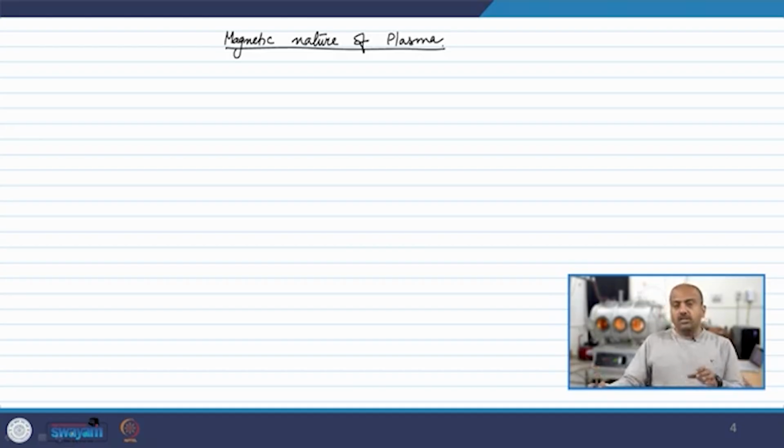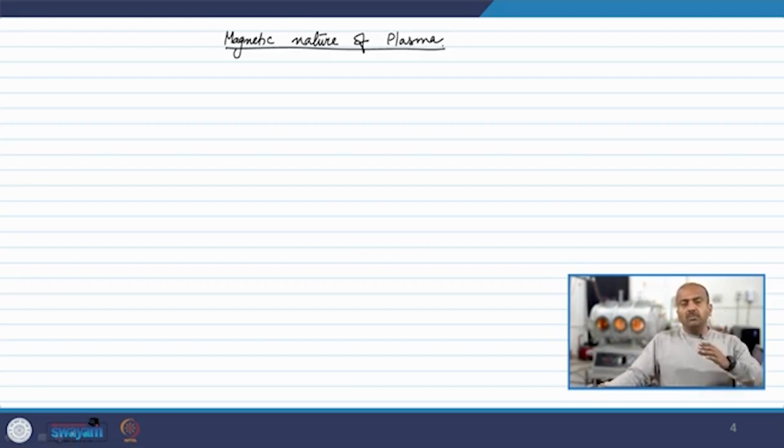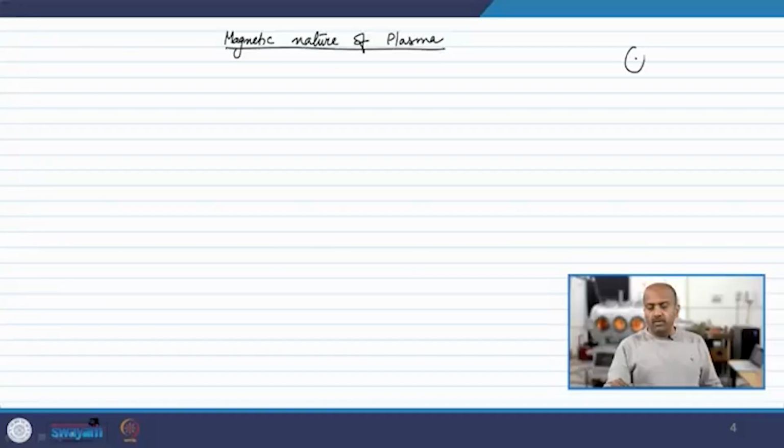So, now let us try to understand what kind of magnetic material is plasma. Is it a ferromagnetic material or a diamagnetic material or a paramagnetic material, right. The sign and the magnitude of the susceptibility actually give away the information about the magnetic nature of any material as such. So, now we know that the plasma, when it is subjected to a magnetic field, the particles will start gyrating. They will move around a fixed point, they will circle.